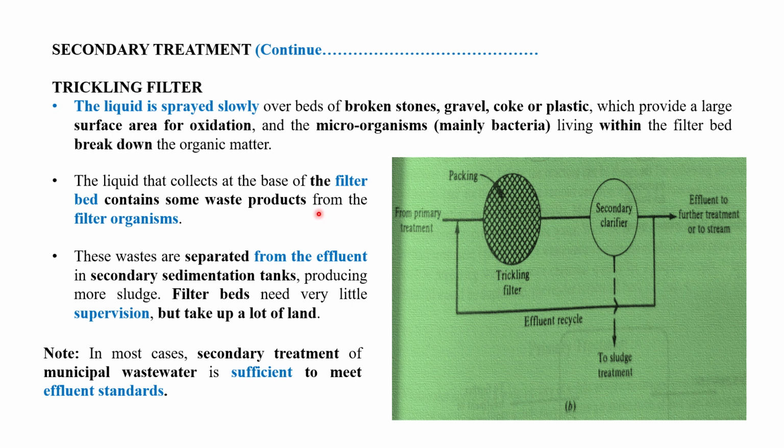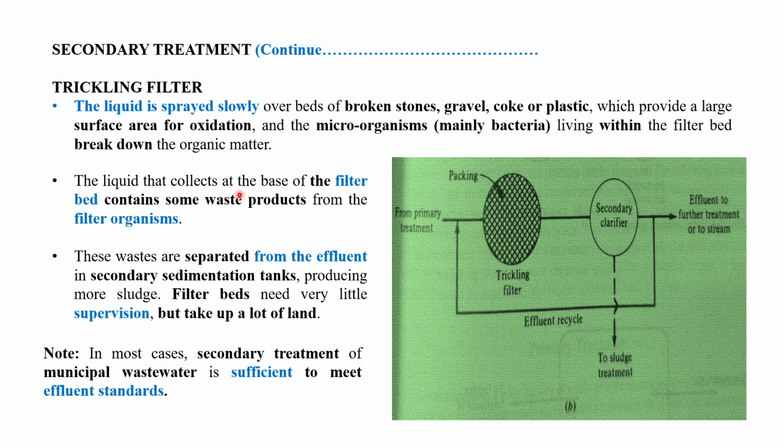Next, we can see the next secondary treatment method, the trickling filter. The liquid is sprayed slowly on a bed of broken stones, gravel, coke or plastics, which normally provide a large surface area for oxidation, and the micro-organisms, mainly bacteria, living within the filter beds break down the organic matter. It also gets oxygen from the atmosphere.